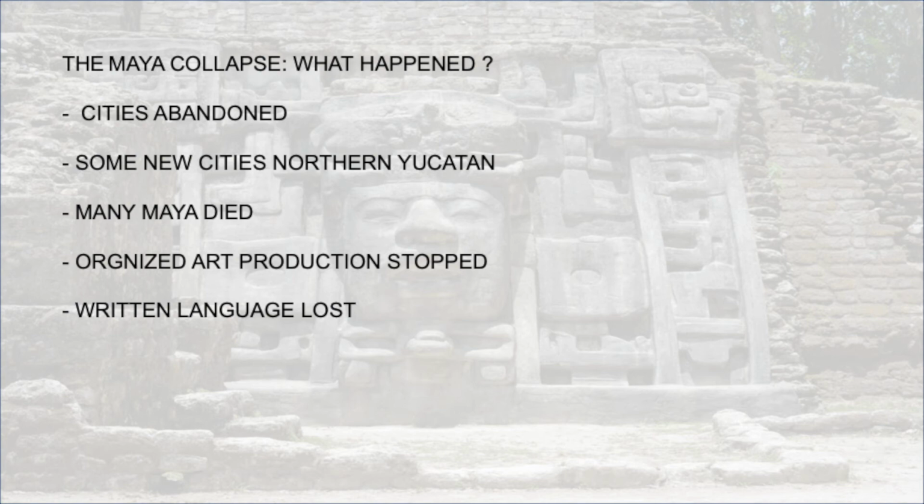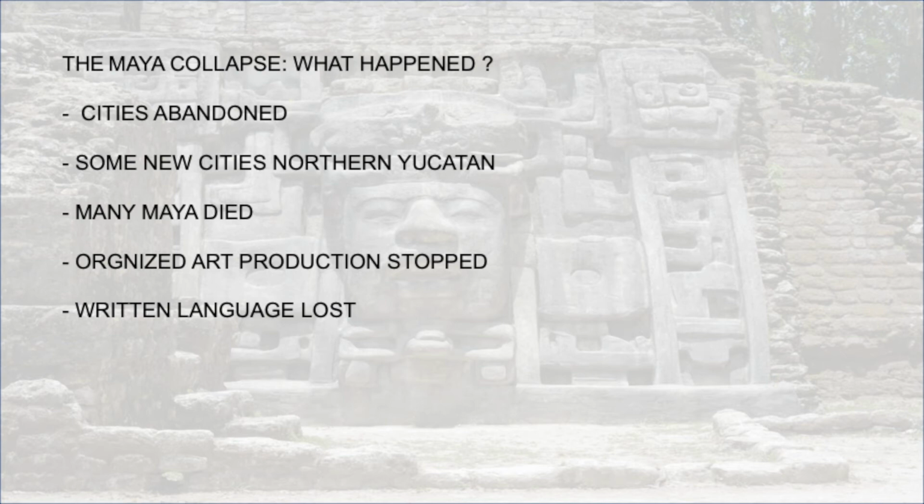As the Maya left the traditional areas, some new cities emerged in northern Yucatan, like Chichen Itza. It appears that whatever happened in the collapse didn't affect the very northern tip of the Yucatan. Many Maya died in the Maya collapse. No one knows for sure, but it is believed that as many as several million died. The survivors returned to a more rural lifestyle.